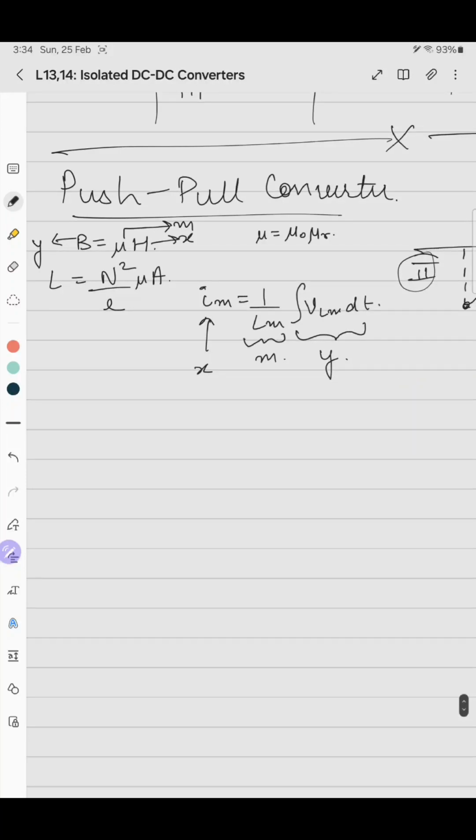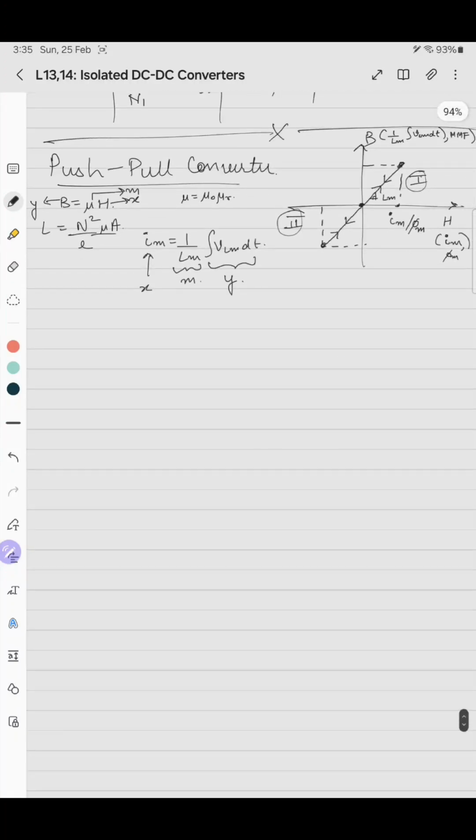Here also, N square by reluctance, where reluctance is L by mu A. This can be written in terms of MMF also. B is mu H and B is phi by A. So phi is A mu H, and we know that H into L equals Ni. So H will be Ni by L. So phi will be A into mu into H, which is Ni by L. So L by mu A is the reluctance. So Ni is MMF, divided by reluctance.